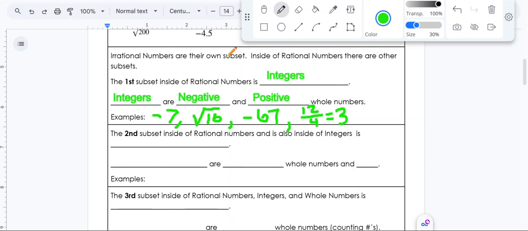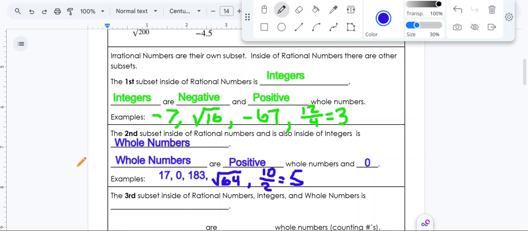So the first subset inside the rational numbers is called integers, and integers are negative and positive whole numbers. So no fractions, no decimals, they have to be whole numbers. But it could be a fraction if it reduces or simplifies to a whole number. So like 12 over 4 would be an integer because 12 divided by 4 will give us 3. Right? It also could be like a square root, like the square root of 16. 16 is a perfect square. The square root of 16 is 4. 4 is an integer number, right? So any negative or positive whole number is considered an integer.